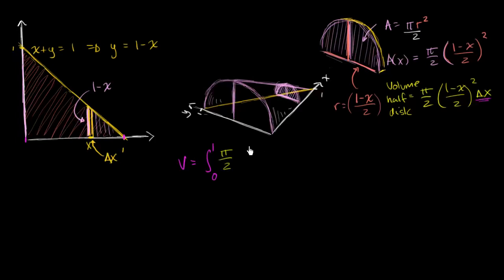times, what's 1 minus x squared? Let me just expand it out for fun right over here. That's the same thing as x minus 1 squared, so it's going to be x squared minus 2x plus 1. And then 2 squared is 4 over 4. And instead of delta x, I'm going to write dx now, because I'm taking the limit as these become infinitely small, and I'm summing an infinite number of them. So the volume is just going to be the evaluation of this definite integral.